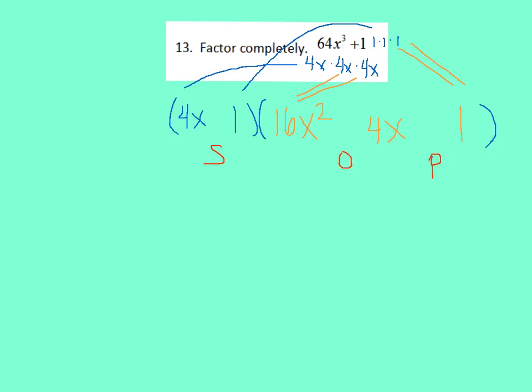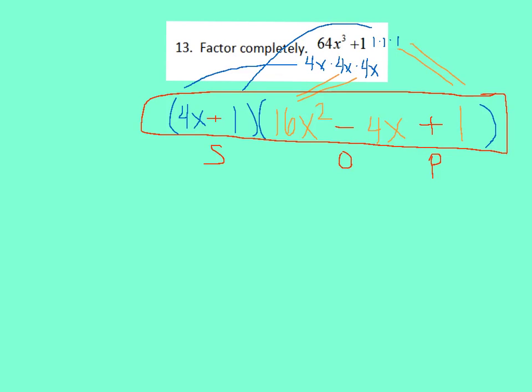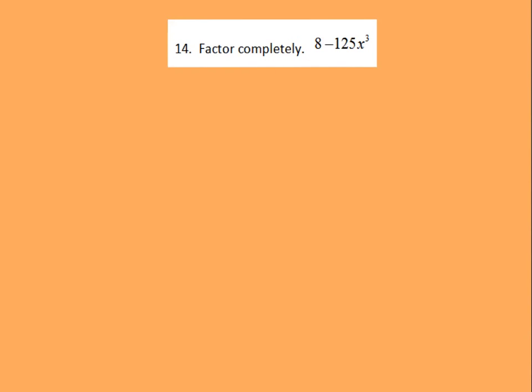We started with a plus, which means I need a plus right here. Opposite sign. We started with a plus, so I need the opposite of that, which is a minus sign right here. And my very last sign is always going to be a plus. So this is your answer to this problem. We used the roller coaster method to factor a sum of cubes.